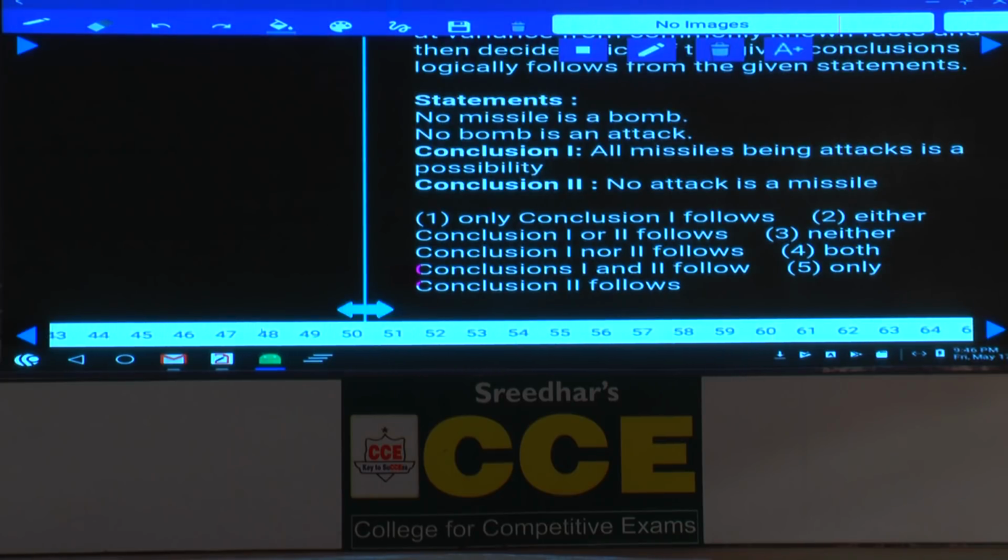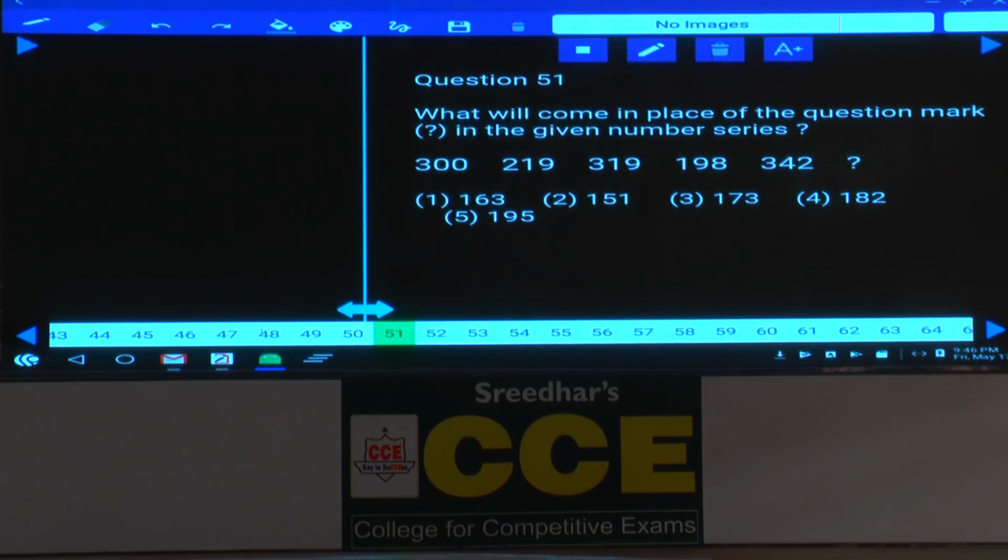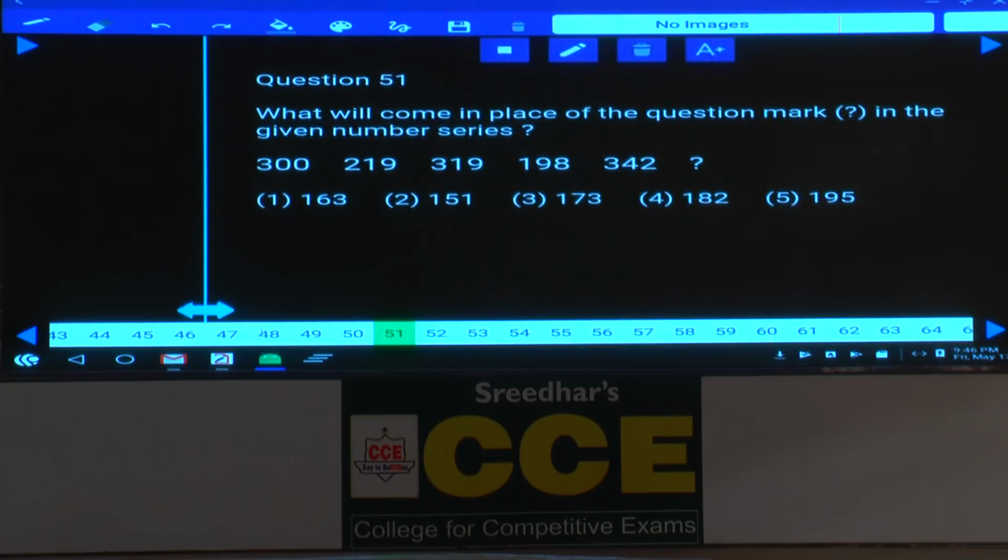Yes, so how many of you had done this number series? All the 5? Good. Now question numbers 51 to 55, this seems to be easier when compared with the previous number series questions. Then 300 and 219, tell me what is the difference between these two? Now the difference between these two is 81, minus 81, and 219 and 319. Here the difference between these two is plus 100, minus 81, plus 100. How can you express this one? Minus 9 square plus 10 square.